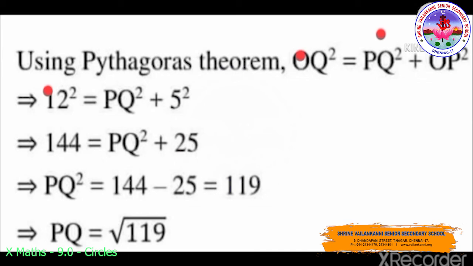He has given the hypotenuse square as 12 square is equal to PQ square plus the radius OP square, which is 5 square. So PQ square is equal to 144 minus 25, which is equal to 119. So hence I got the length of the tangent PQ is equal to square root of 119.